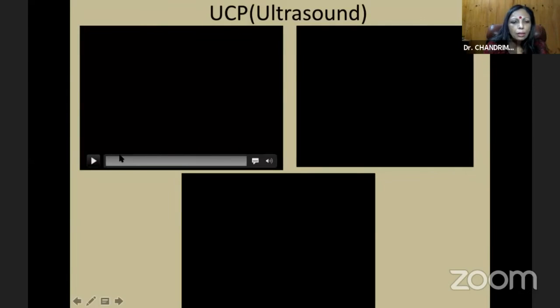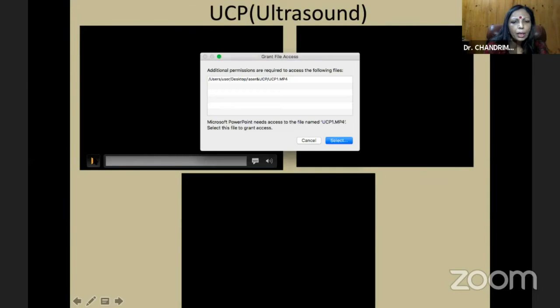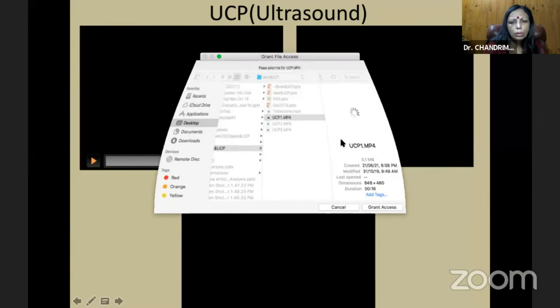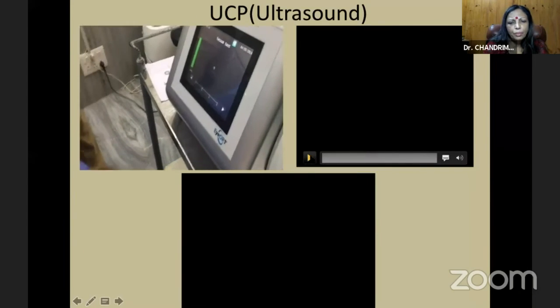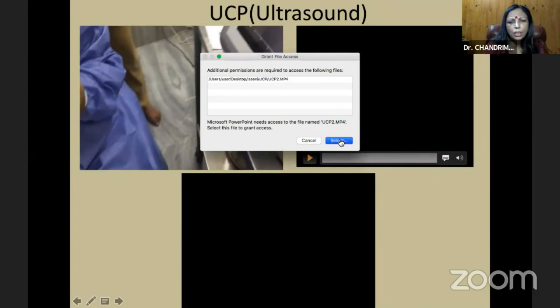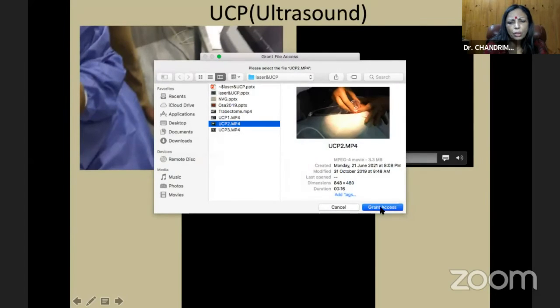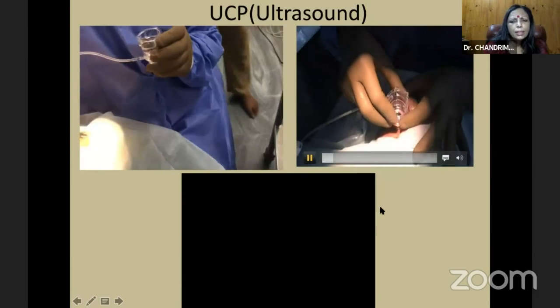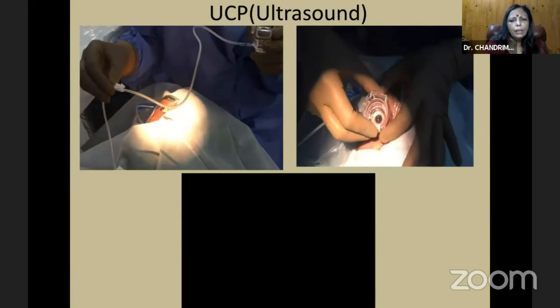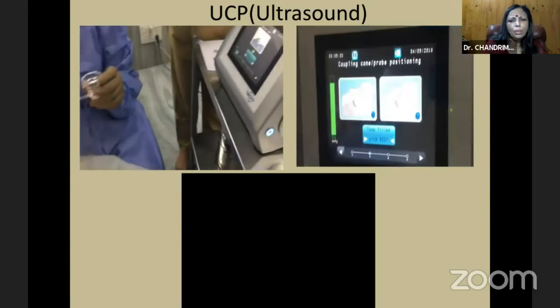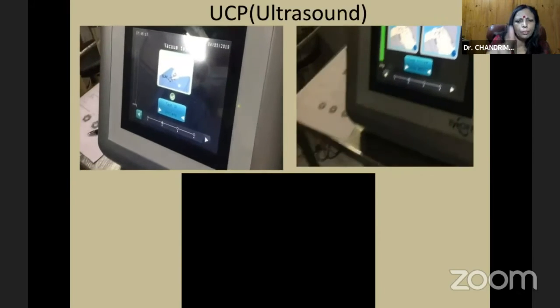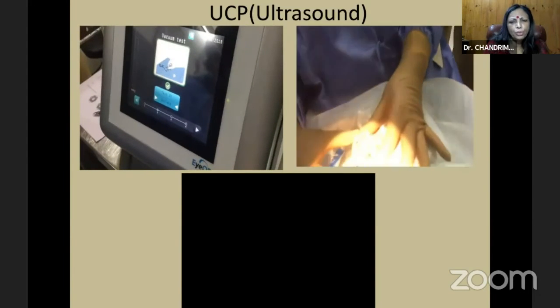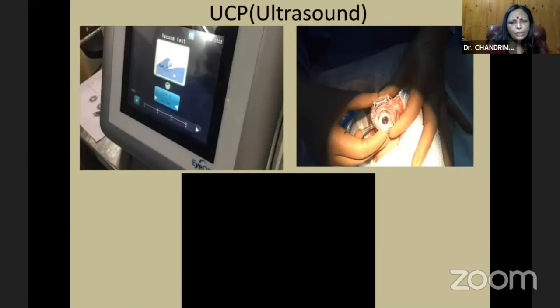So this is the procedure that I did, and that's the machine that is used. I'm just starting all three videos at the same time so that you can have a look. That's the semicircular cup, coupling fluid, normal saline, is put in, and that's the instrument. There's a docking procedure, and this green line that you see shows that the instrument is docked into the eye, and then you apply the ultrasound waves.